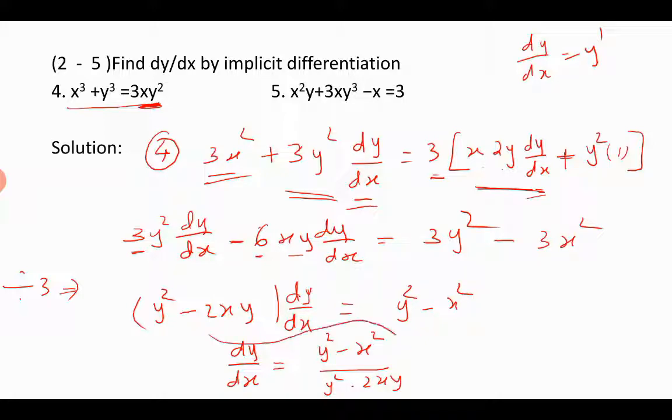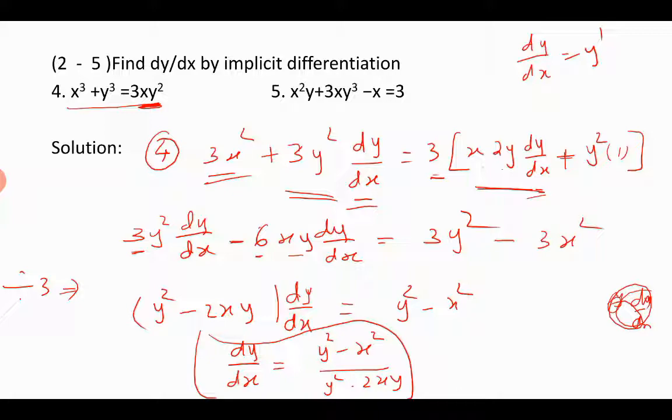This is the end of problem number 4. Try problem number 5 in a similar way. Whenever you differentiate any term involving y, first differentiate the term by using normal rules and then write dy by dx. That is what you should remember for implicit differentiation. Let's go for the next type of problems.